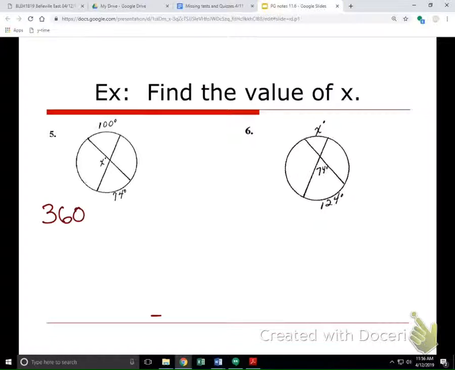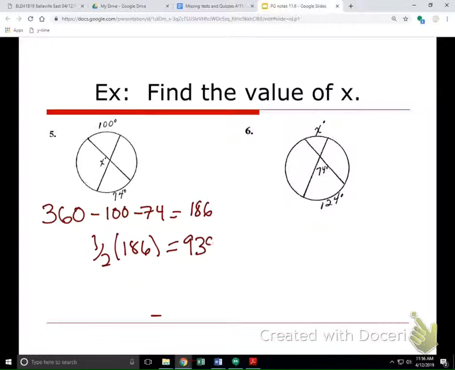So how do we solve this one? 360 minus, yep, which gives you 186. Now that we have that 186, we're going to multiply it by 1/2, which is the same thing as dividing by 2. What do you get when you do that? 93 degrees.